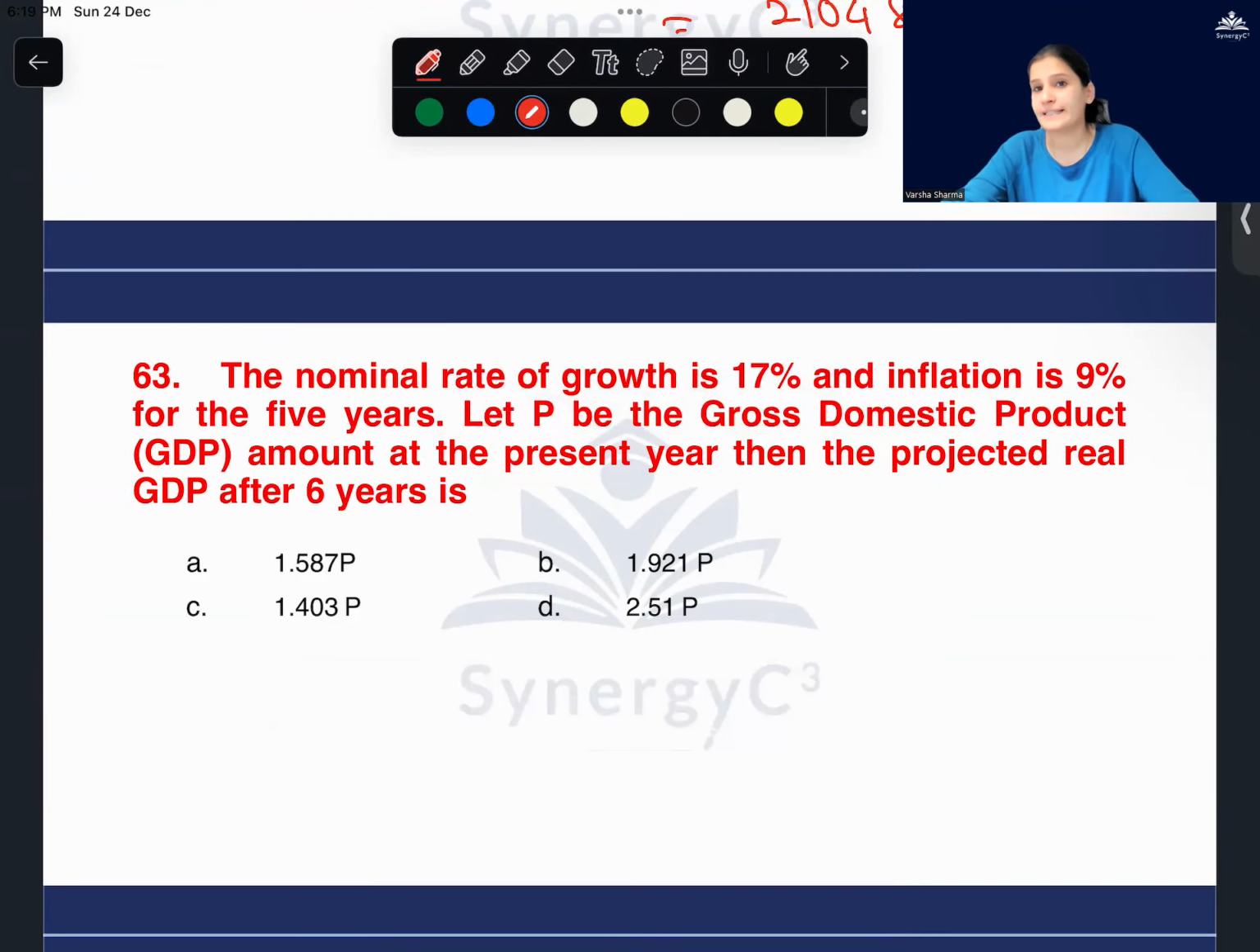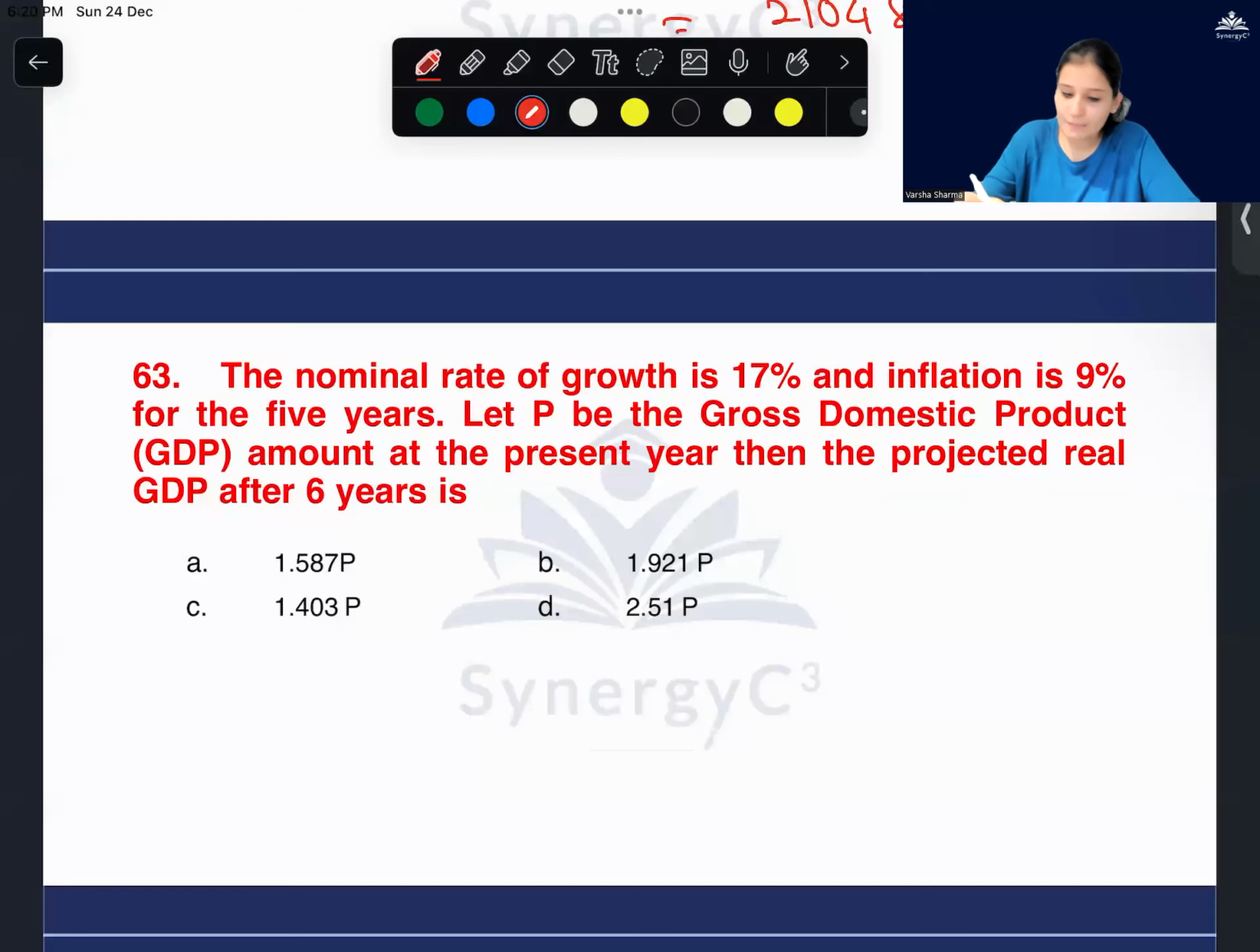The nominal growth rate is 17%, but that includes an inflation of 9%. So actually, what is the growth rate? 8%, yes or no? So that is what we have to predict. If the price is P, see, it's just fancy words. Don't get fooled by those. My growth rate is 17 and it includes inflation of 9%. So actually, how much is the growth?